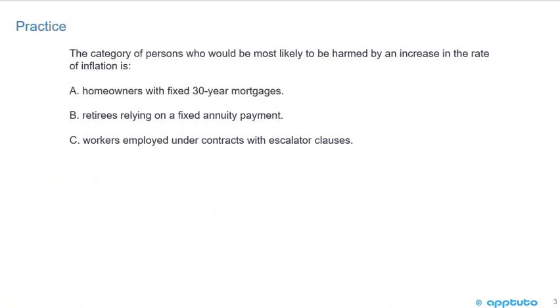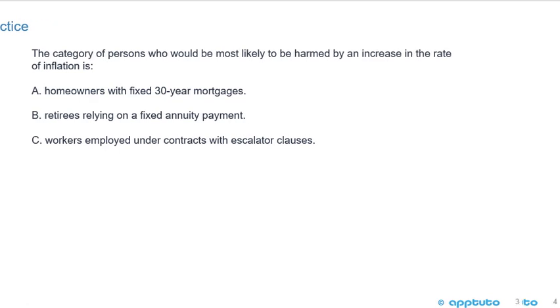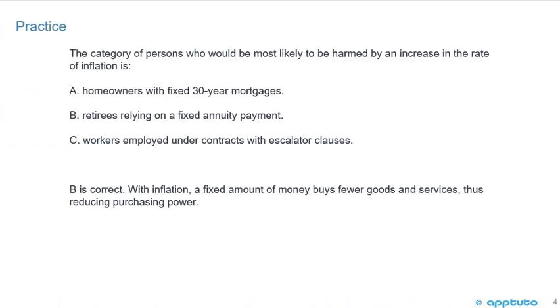A quick practice question to check our understanding. The category of persons who would most likely be harmed by an increase in the rate of inflation is A, homeowners with fixed 30-year mortgages, B, retirees relying on fixed annuity payments, or C, workers employed under contracts with escalator clauses. I think that question is not too difficult.